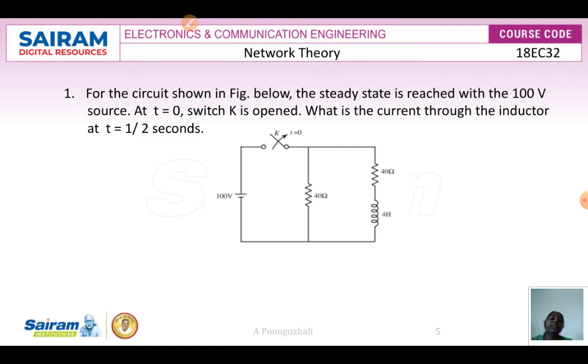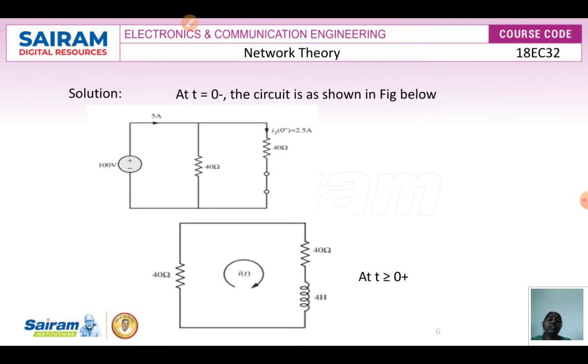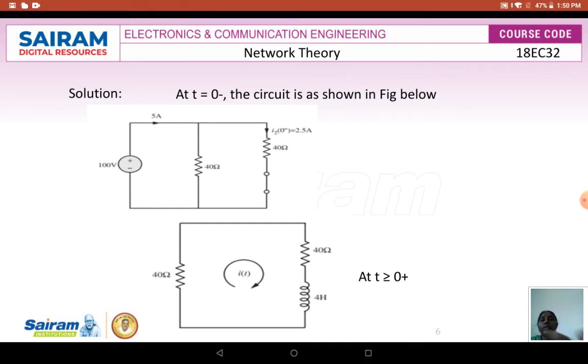So steady state means your inductor will behave like a short circuit. So when the inductor behaves like a short circuit, my circuit is going to be like this. Now I want to find out the current through the inductor. To find the current through the inductor, we are going to find out the total current. So to find the total current, I am going to draw the equivalent circuit.